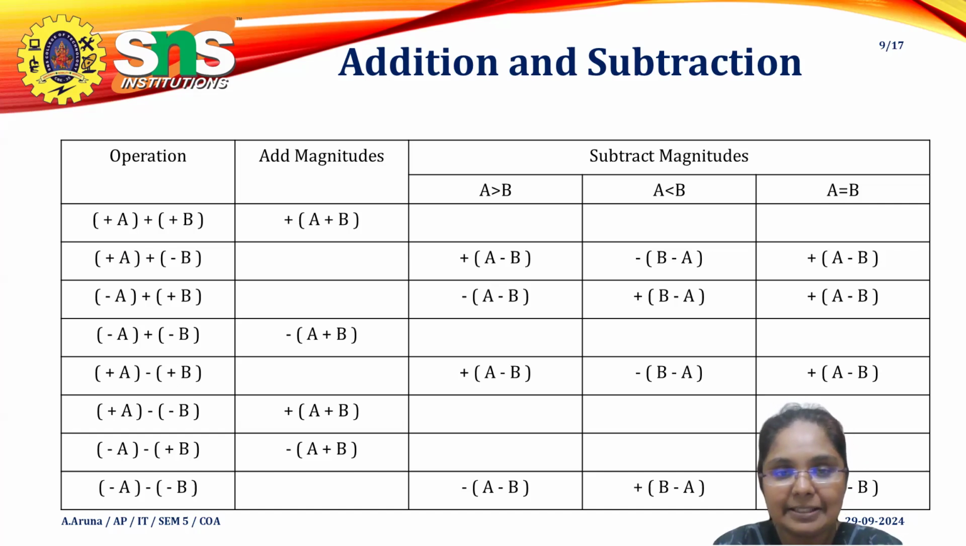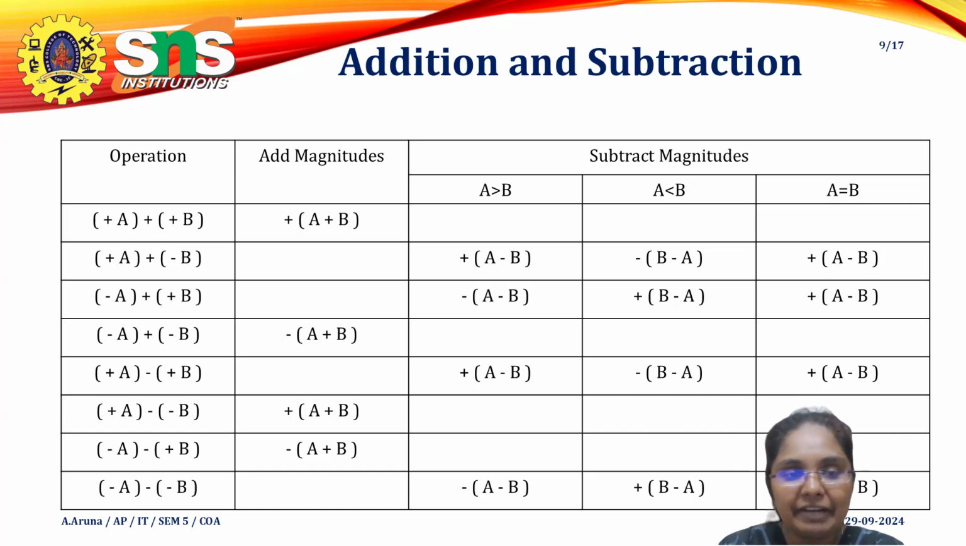If it is less, that is, b is greater, then I have to subtract my smallest number from the largest number. My largest number is b, so I have to do b minus a. The sign I have attached is b's sign, which is negative. If both are equal, there is no problem. We have to subtract and put a plus sign, because 0 doesn't have a negative sign. So always we're going to take it as a positive sign in both these cases.